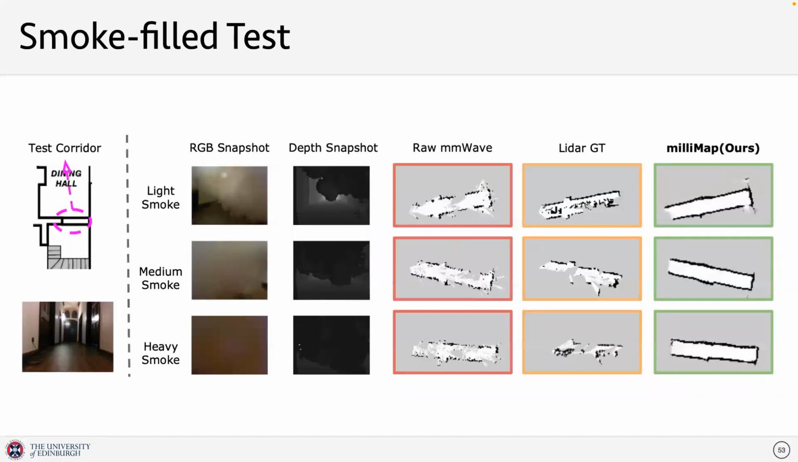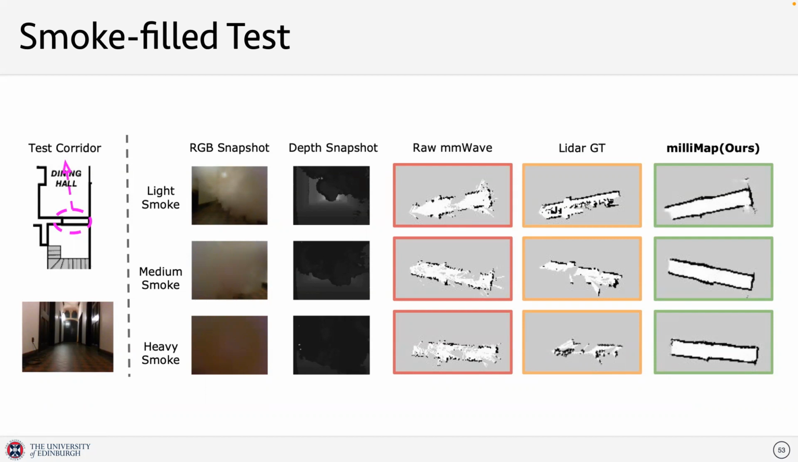And we also did some smoke tests here, but unfortunately, since it's smoke, the video footage was not quite informative. Instead, I just showed these static images of the corridor. As you can see, all the optical sensors, RGB, depth, and the LiDAR, fall short; they struggle a lot. The raw mmWave radar data is something.